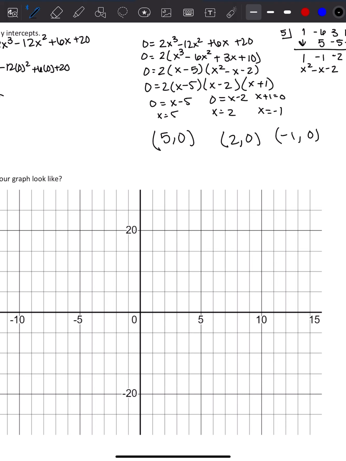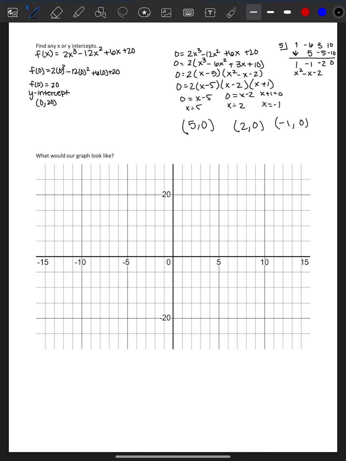Okay, so I'm going to stop the video here, and then we'll restart so we can start back at the graphing part of this and kind of bring it all together.